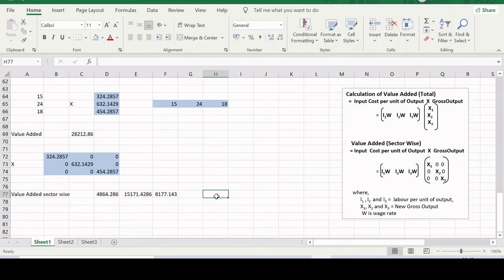So this is how we can solve the problems of the Leontief input output model in Excel.